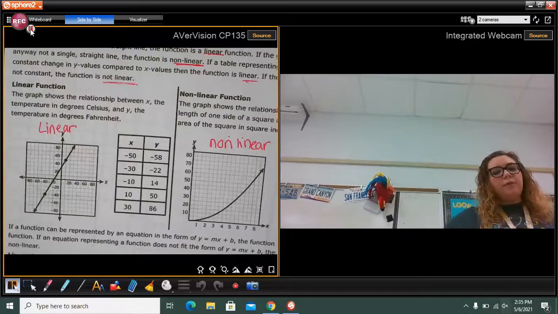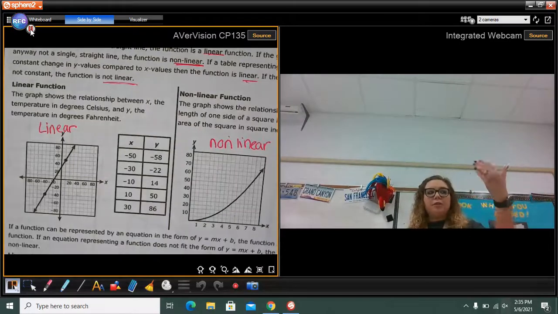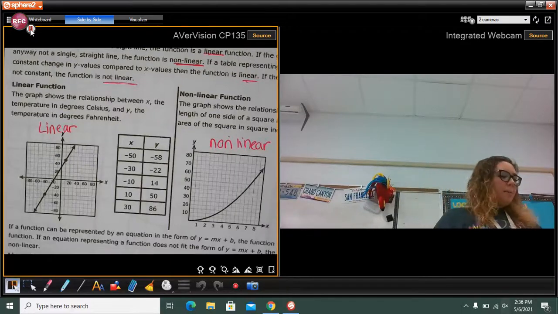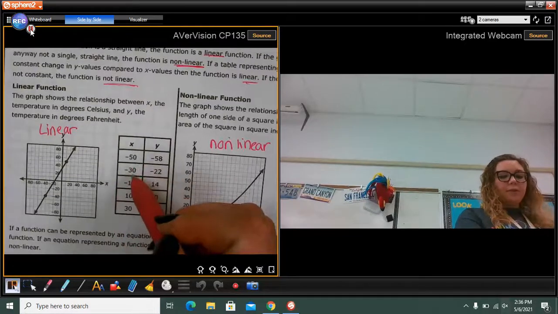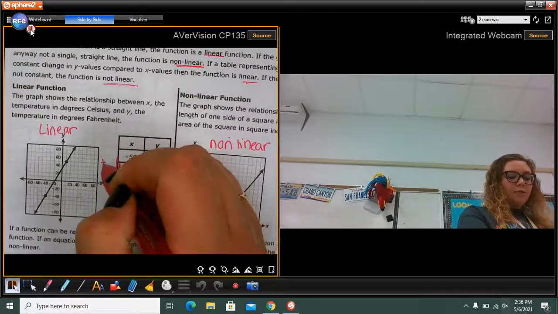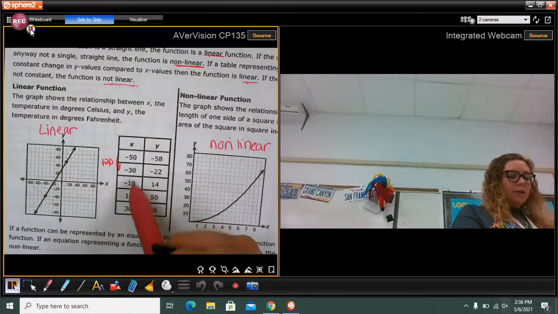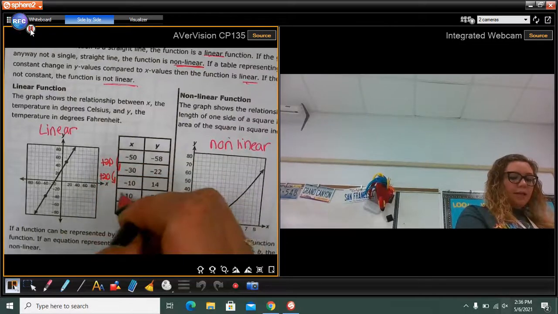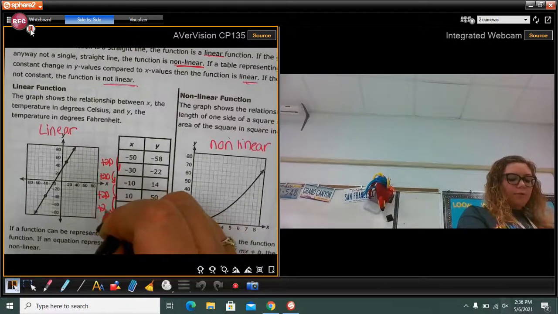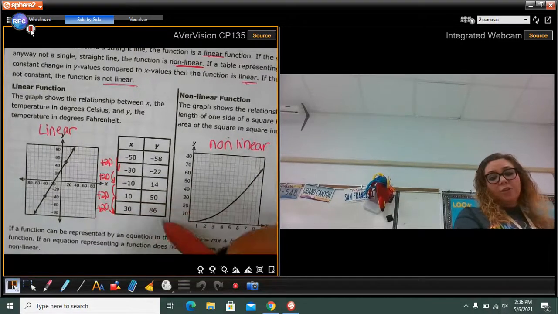Tables are a little bit different. With tables, you're going to have a constant increase or a constant decrease in your x values and your y values. Okay, so what I mean by that is if you're going to be given a table, you need to see what it's increasing or decreasing by. So how do I get from negative 50 to negative 30? Add 20. Negative 30 to negative 10, plus 20. Negative 10 to 10, plus 20. And 10 to 30, plus 20. Okay? But this side also has to be constant.